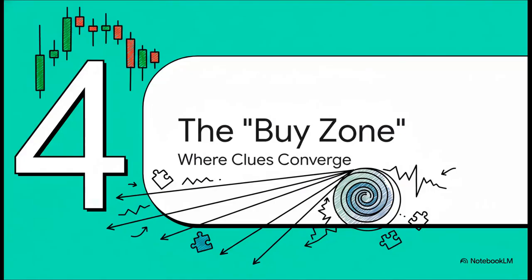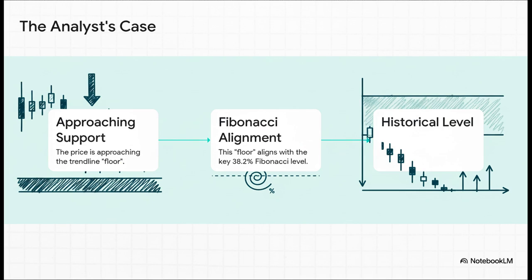All right, we've looked at all the individual clues. This is the fun part. Let's put it all together and see where X marks the spot. So here's the deal. The analyst spots a potential buying opportunity because 3 different clues are all pointing to the same spot. First, the price is heading down towards that trendline floor we talked about. Second, that floor lines up almost perfectly with that key 38.2% Fibonacci level. And third, if you just look to the left on the chart, you can see this is an area where buyers have stepped in before.